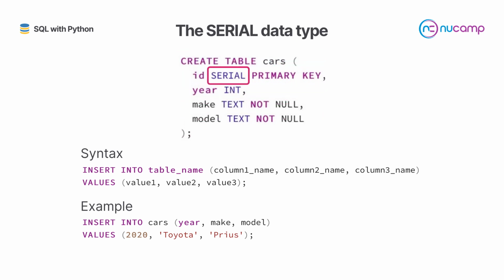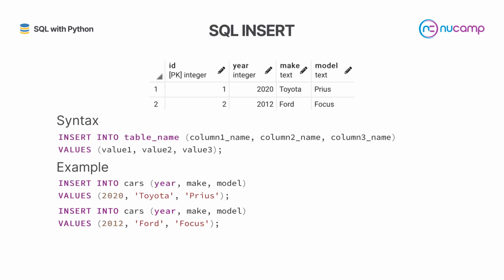The serial data type auto-increments that column's value for each time the insert command is executed. That means when we use another insert, our table will get a new row with an ID of 2. If we insert again, the next row will automatically have an ID of 3, and so on.